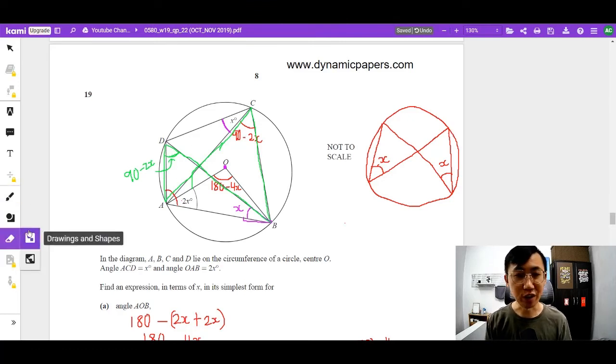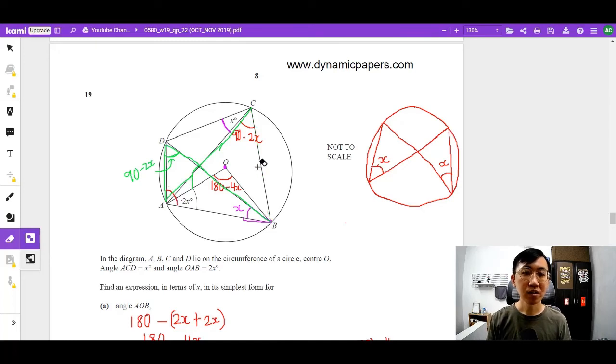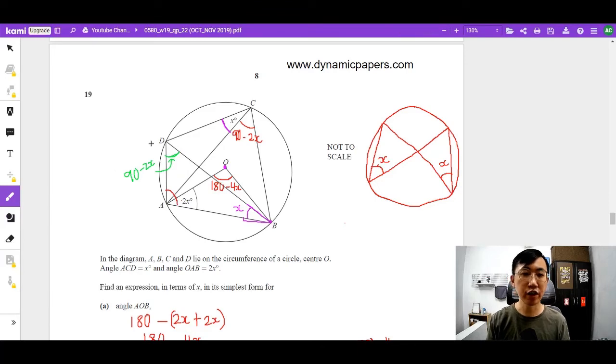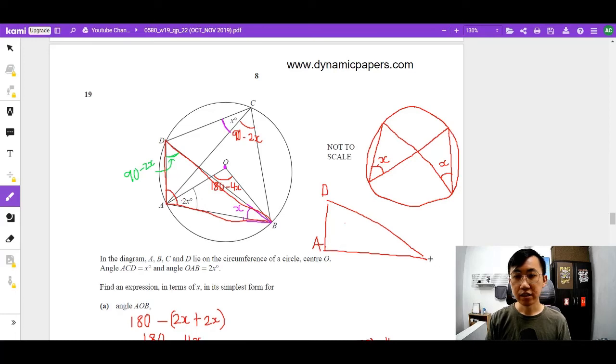Teacher needs to erase already. Hopefully you follow. Let's erase this so that the angle is clear. The last part is to focus on the triangle DAB. D, A, and finally B. Let me redraw the situation. This is D, this is A, this is B. I already found this to be x, and I already found this to be 90 minus 2x. So this is your situation right now.